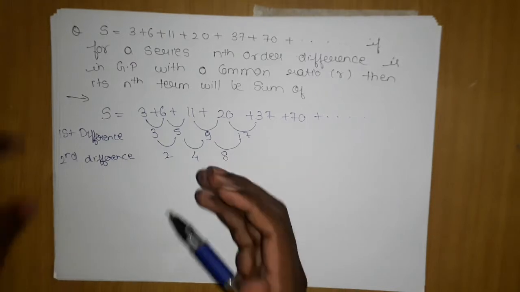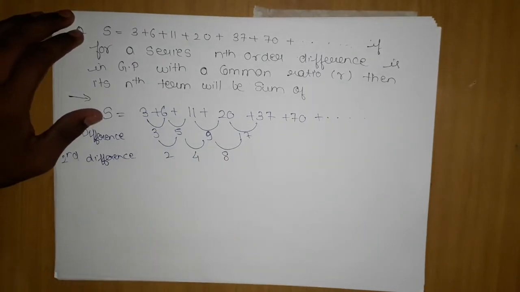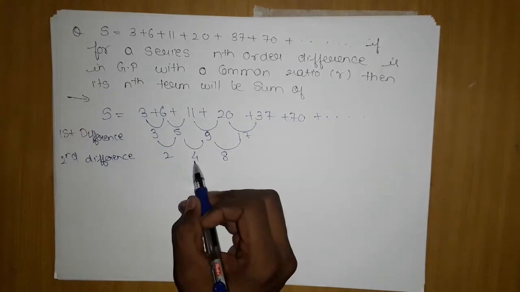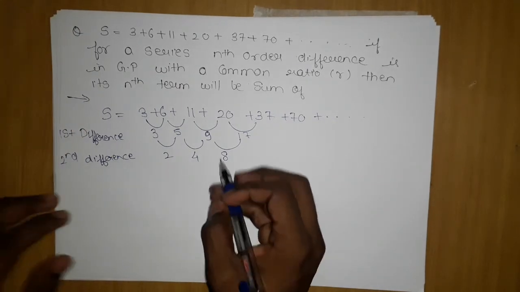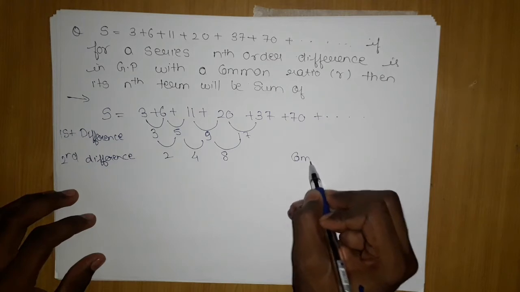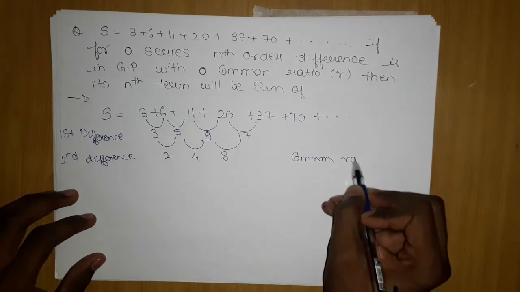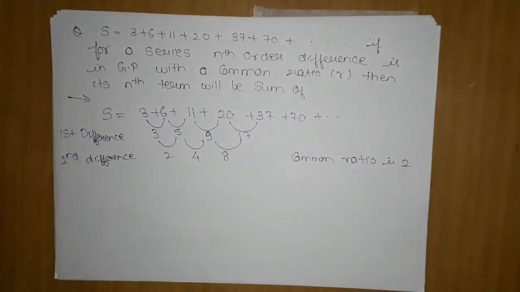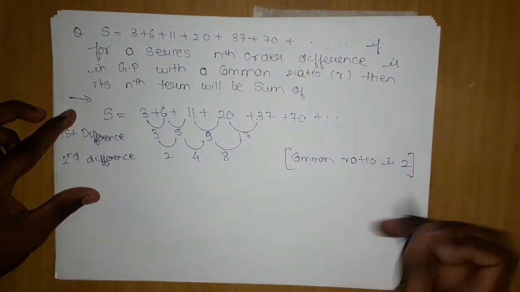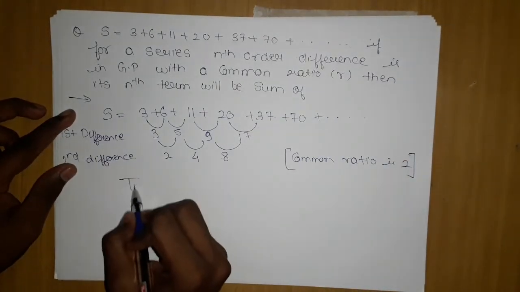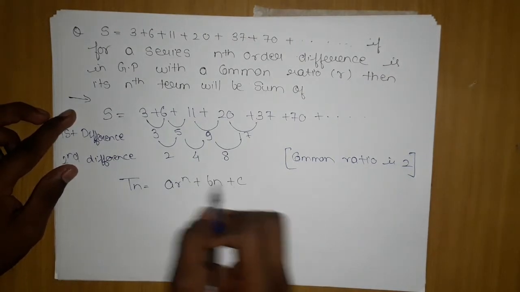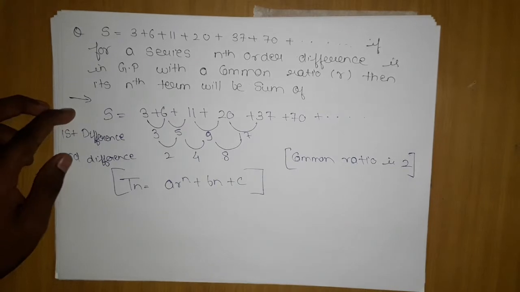Now you can understand in this step that it is for sure a GP, because here 2 twos are 4, 4 twos are 8. So the common ratio is 2. Now it's the TN formula. Get this, because it is important. TN formula is A r^n plus Bn plus C. Just learn this formula. It is a foolproof method.